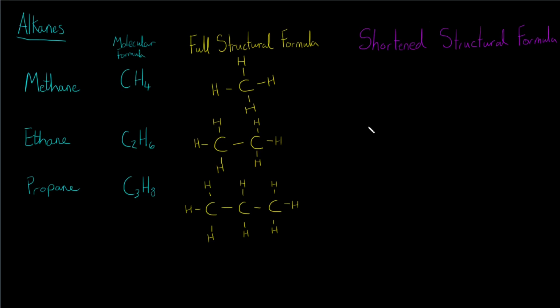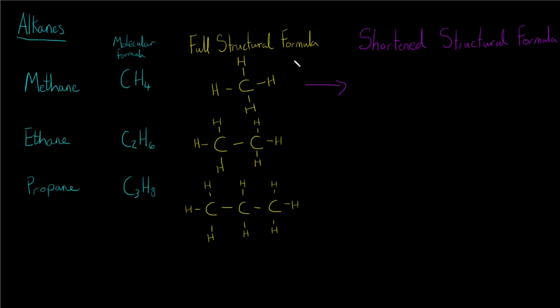So for a shortened structural formula, all we're doing is we're going to look at each carbon and write down what it's bonded to, but without drawing the bonds. And you'll see what I mean in just a second. Now the first example here, methane, is probably not a very good example. It'll become more obvious when we get down to ethane and propane, but let's go through the steps.